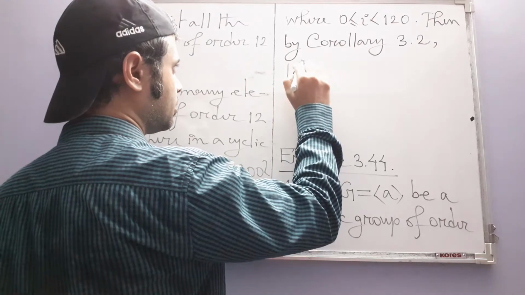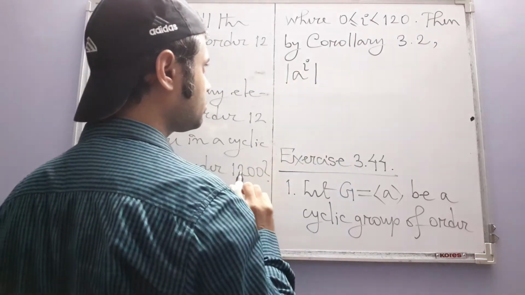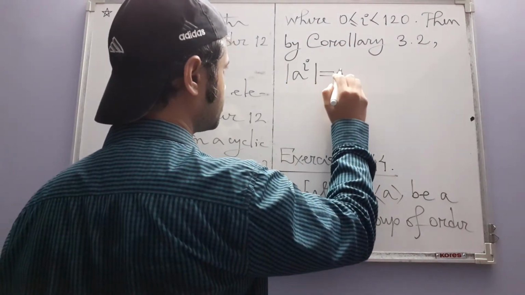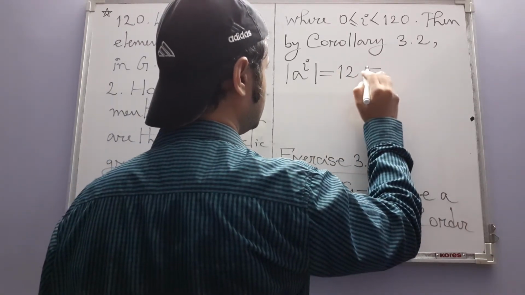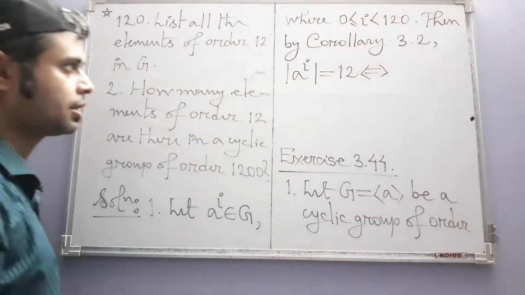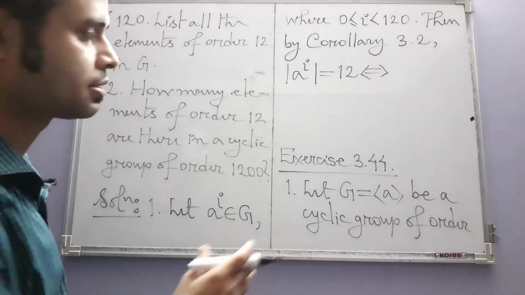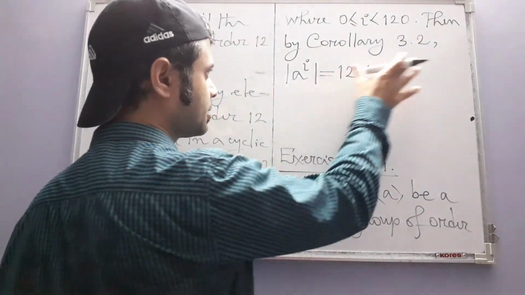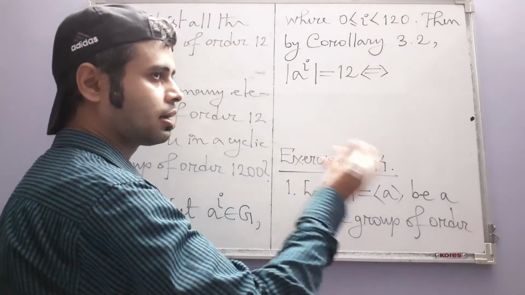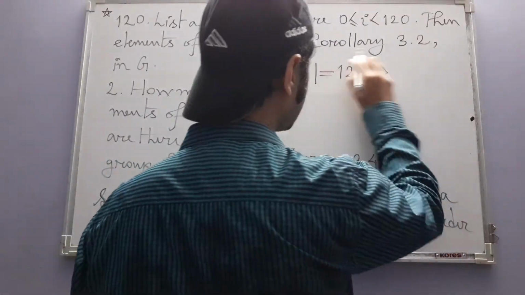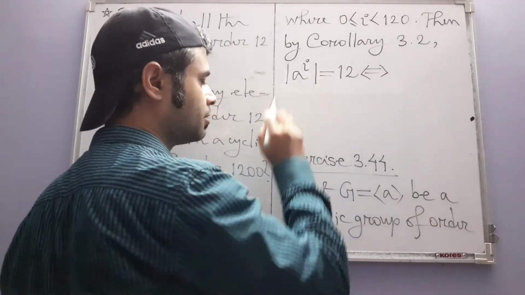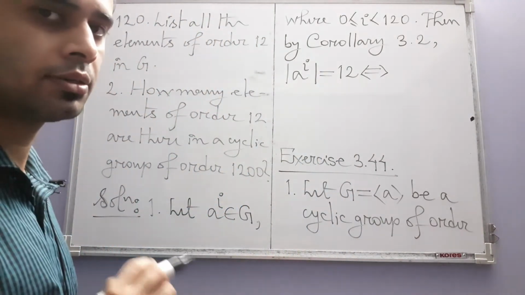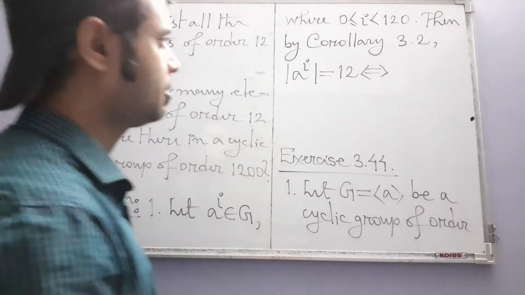The order of a to the power I is 12 if and only if, the meaning of this and the next thing that I'm going to write are the same. This corollary allows us to calculate the order of an integral power of a in terms of the order of a and the exponent I.